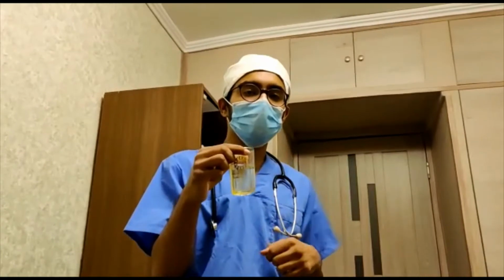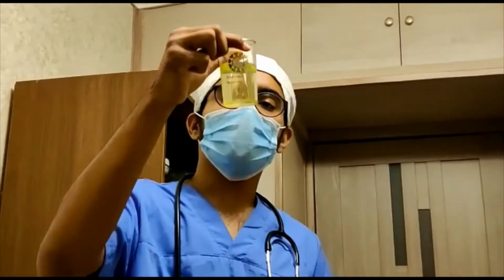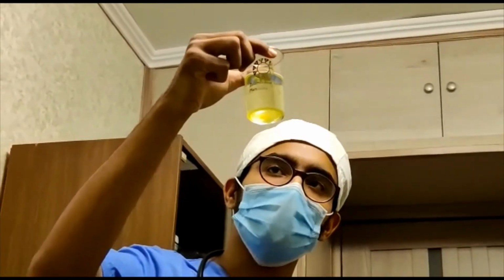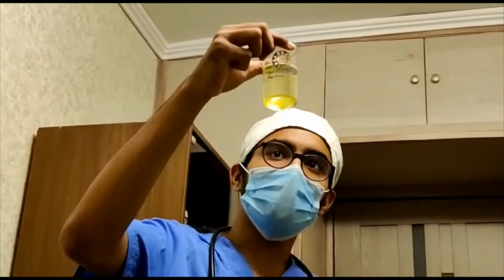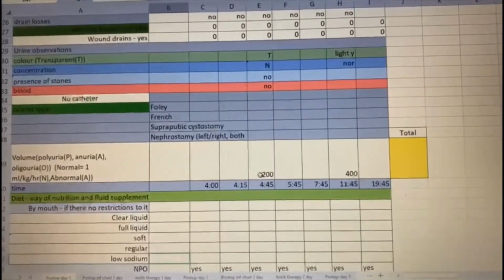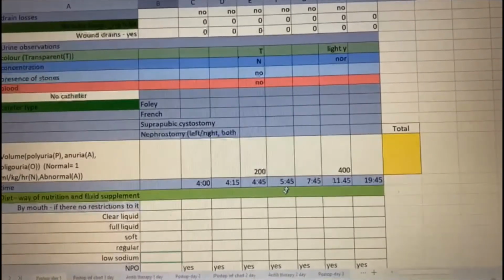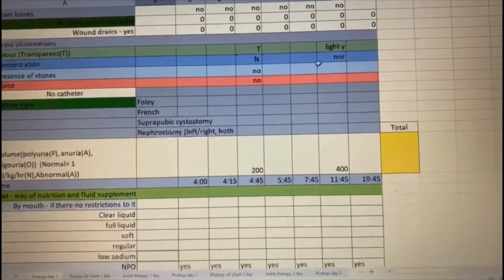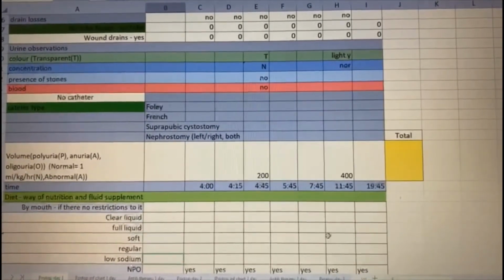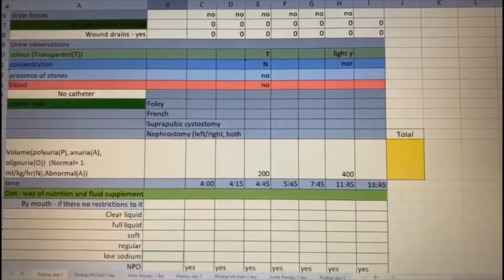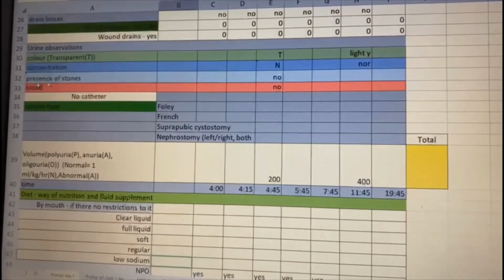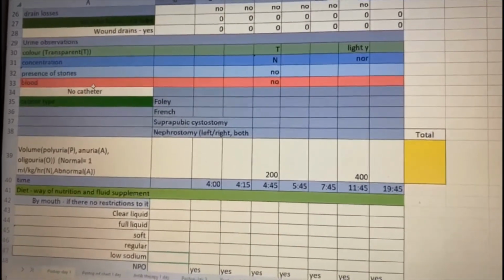Now it is a sample of the urine taken from the patient. Now we will do the urine analysis. Some of its sample is given to the laboratory for the checking, but it is a urine analysis done by the doctor, and I have to fill it in the Excel sheet. Urine observation. The color of urine is transparent at 4:45 and it is 200 ml. And at 11:45 the color changed to light yellow and the volume changed to 400 ml. There is no change in concentration and there is no presence of stone and blood and there is no catheter used.